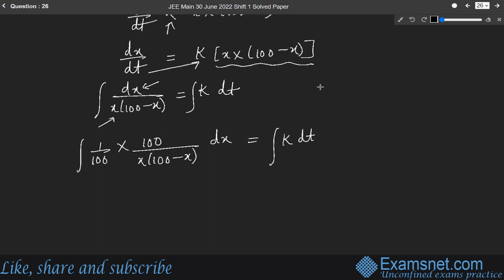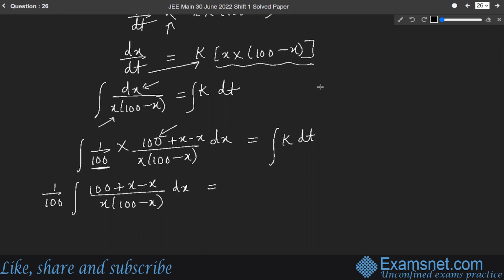Again, you can see that we have 100 in the numerator, but there are no terms which consist of x. So let us add an x. If we are adding an x, we also have to subtract it just to balance it, right? So now this 1 by 100 will be a constant, so let us take it outside. What is remaining here? 100 plus x minus x divided by x into 100 minus x, dx. It is equal to integral of k dt.